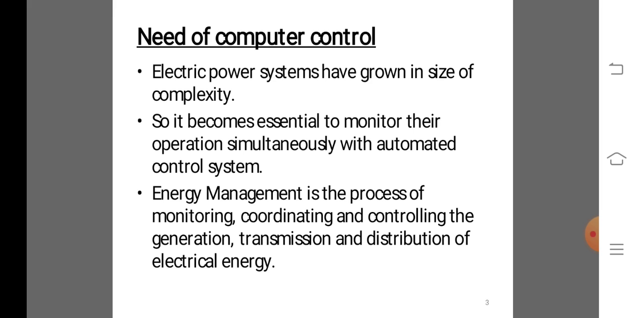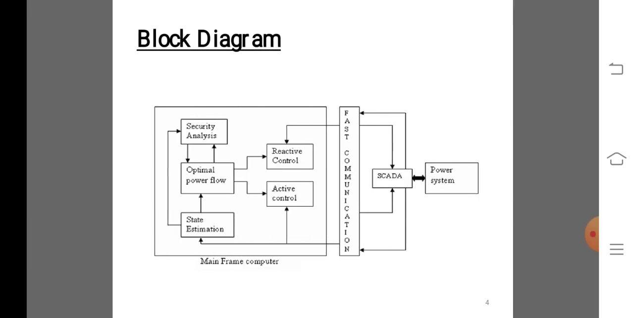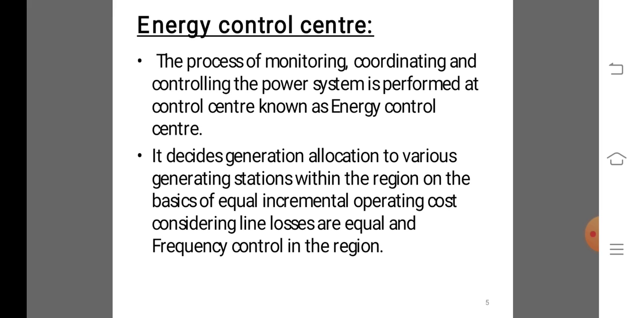Electric power systems have grown in size and complexity, so it becomes essential to monitor their operation simultaneously with automated control systems. Energy management is the process of monitoring, coordinating and controlling the generation, transmission and distribution of electrical energy. Let's go with the block diagram of this energy control center. The process of monitoring, coordinating and controlling the power system is performed at a control center known as the energy control center.